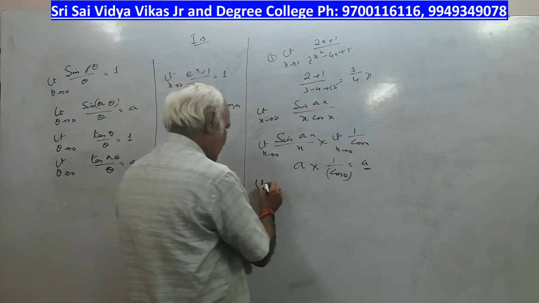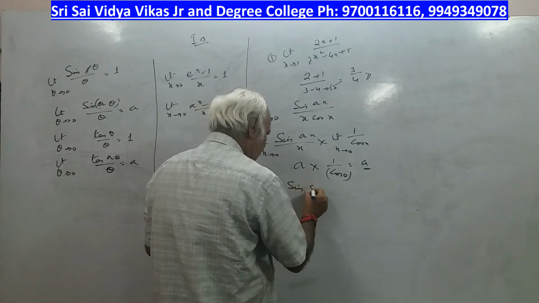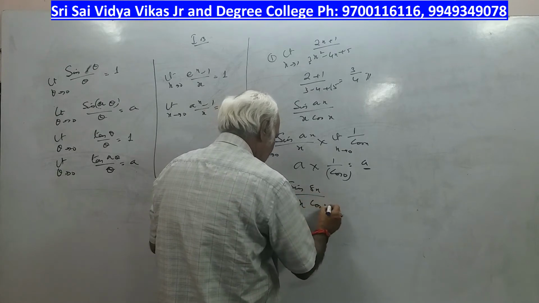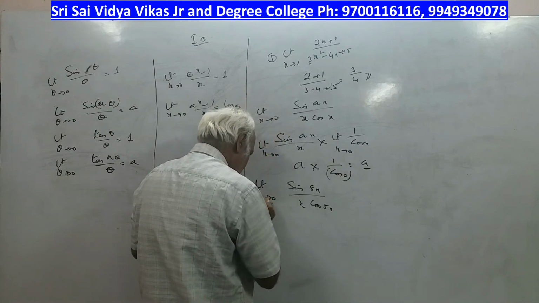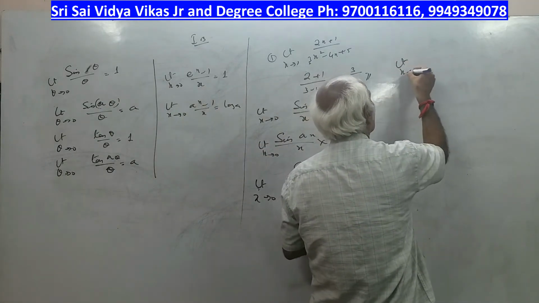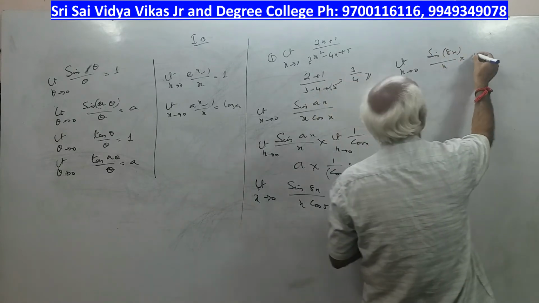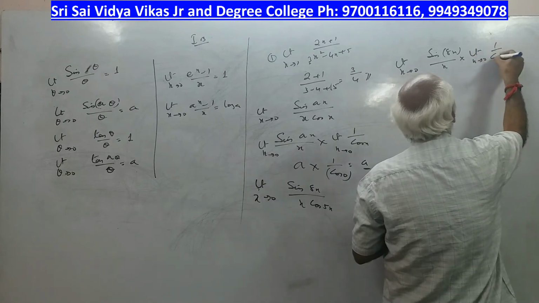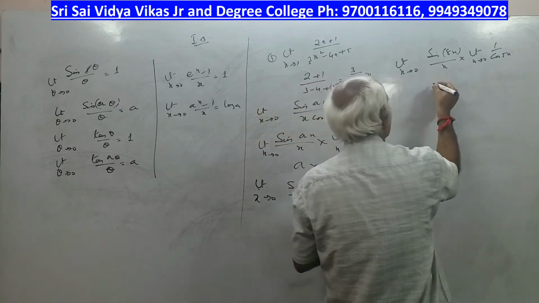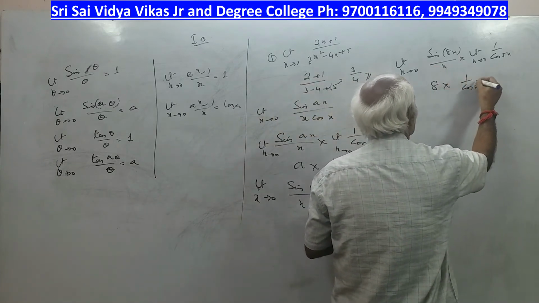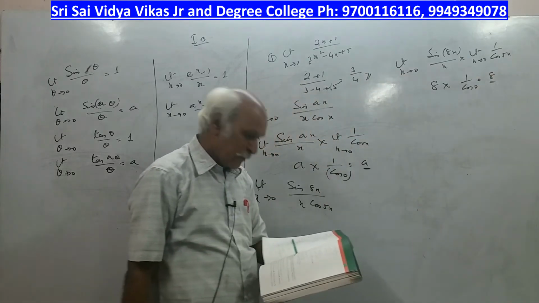Next, limit x tends to 0, sin 8x by x cos 5x. So, what will happen now? I will separate them: limit x tends to 0, sin 8x by x into limit x tends to 0, 1 by cos 5x. Again, sin a theta by theta is equal to a, that is 8. Then 1 by cos 0. You know very well, cos 0 value is 1. This type of problems are very, very important. Now, one more problem.